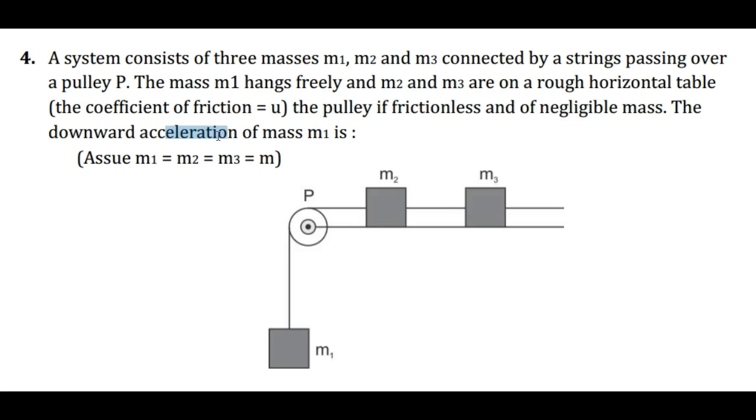We have to find out the downward acceleration of mass m1. Here the coefficient of friction of the surface is mu and all the masses are assumed to be the same. So this is the figure. The table has a friction coefficient mu and all the masses are the same: m1 equal to m2 equal to m3, given as m.